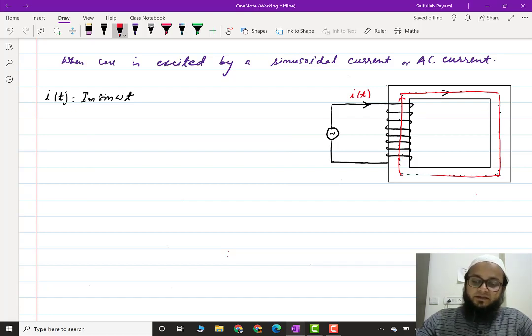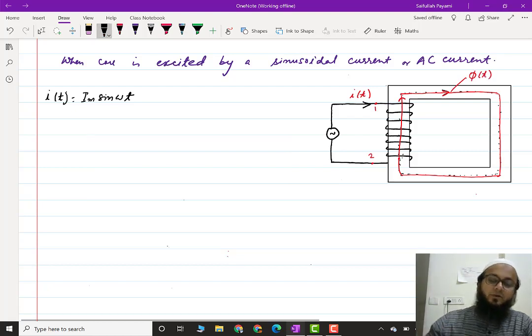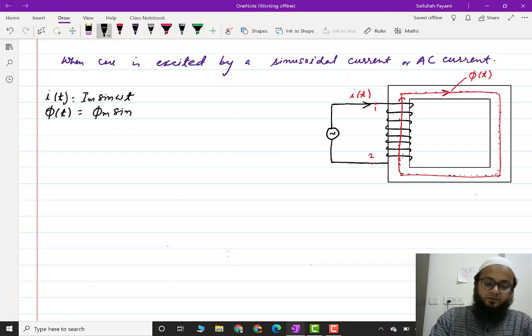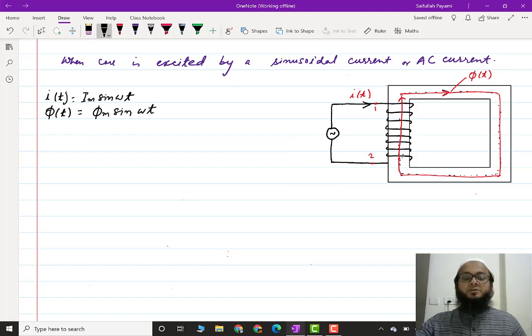Let's say this current is entering the coil at this end, terminal 1, and then terminal 2. If the current is increasing in this direction, it will pump the flux out from this end, by applying the right hand rule. So this would be the direction of the flux here, phi(t). Phi(t) would also be sinusoidal in nature, phi m sin omega t, where phi m is the amplitude of the flux.